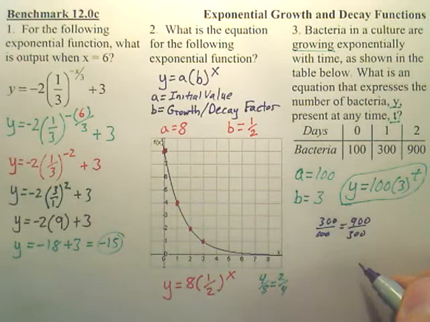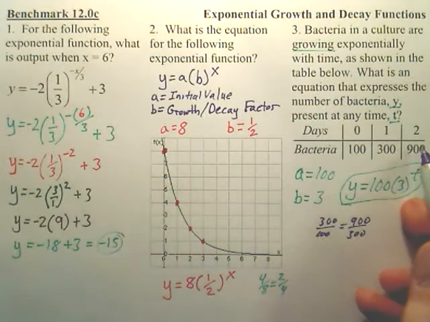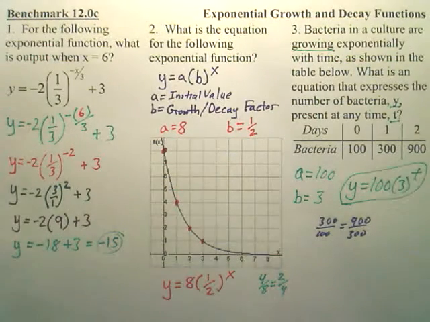Most people won't look at it that way. Most of you can just see you're multiplying by 3. You don't have to take this, divide by that. It's actually more complicated.